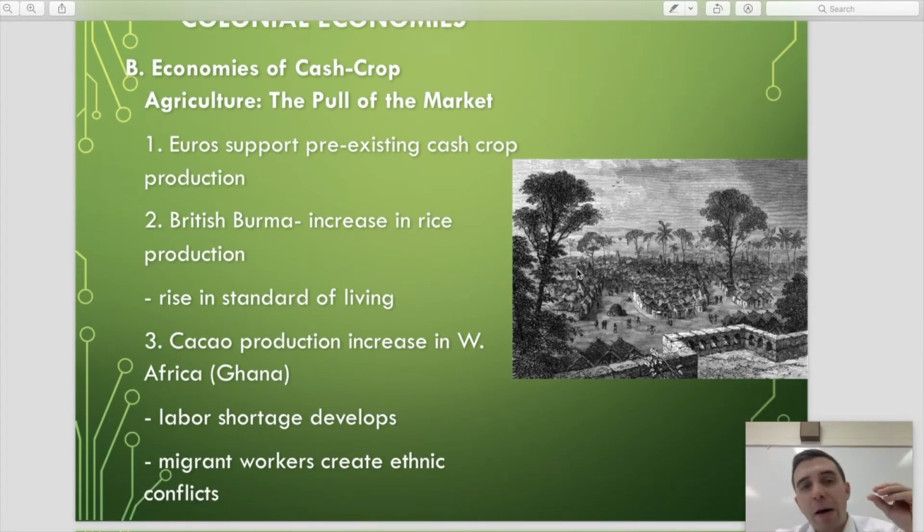Also, we need to talk about cacao production in West Africa. So in modern day Ghana is what we're talking about. And so they're actually growing the cacao bean, which will be utilized for chocolate. And remember, the cacao bean comes from South America. So this is a byproduct of the Columbian Exchange. Right now they're growing cacao beans in Africa, and that originated in the Americas. Anyway, so over time, a labor shortage develops due to a variety of different reasons.